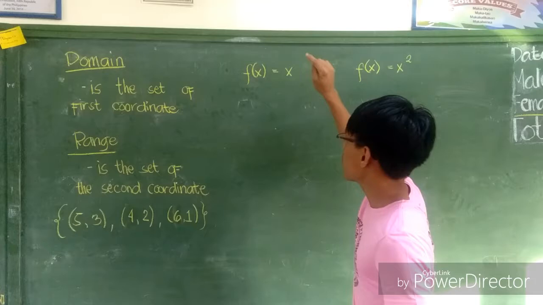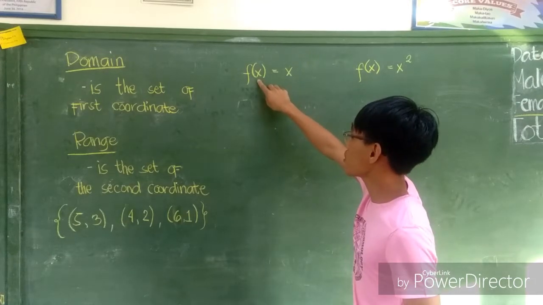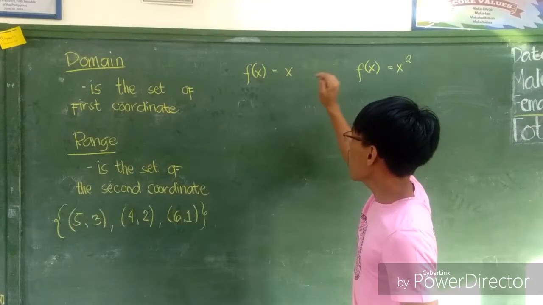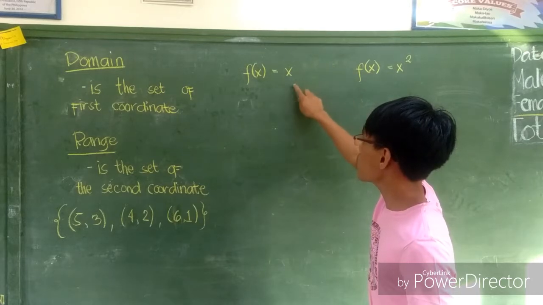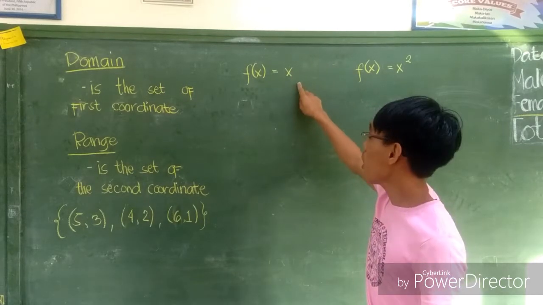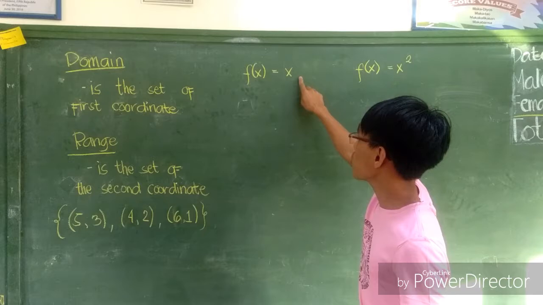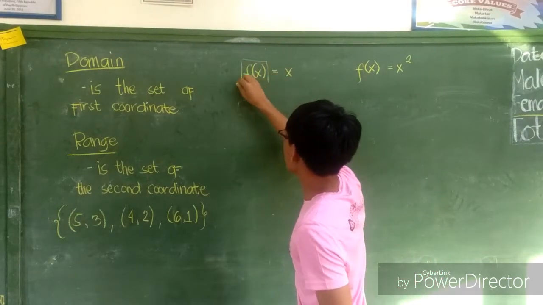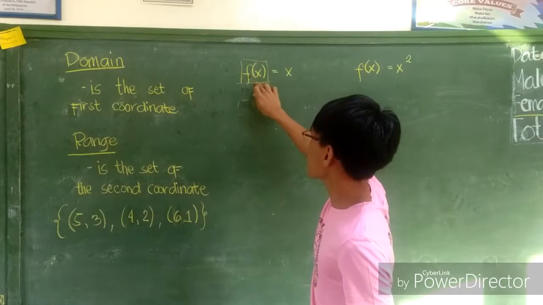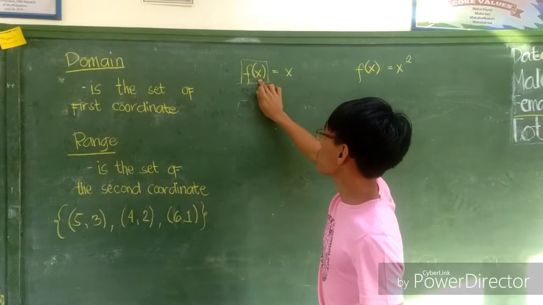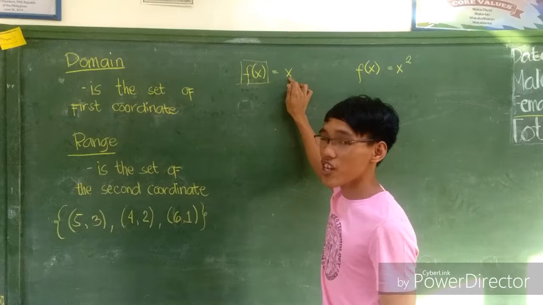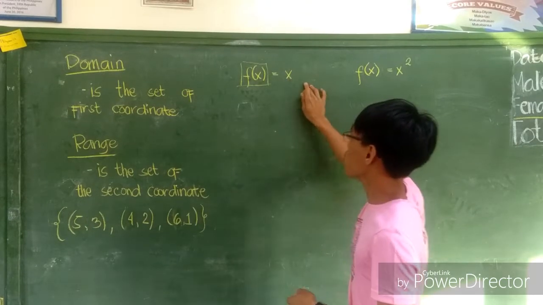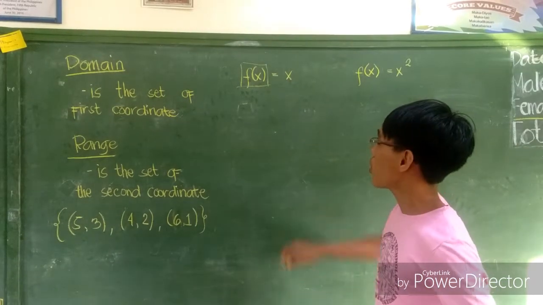So the domain here is all the possible values of x, and our range is all the possible values of y, which is our output. Or if this is our function, then if we apply f to our input values, it will give such an output value. So it is the range of our function.